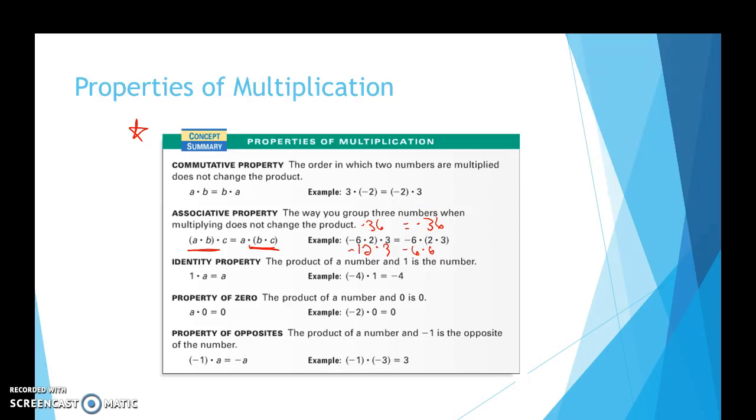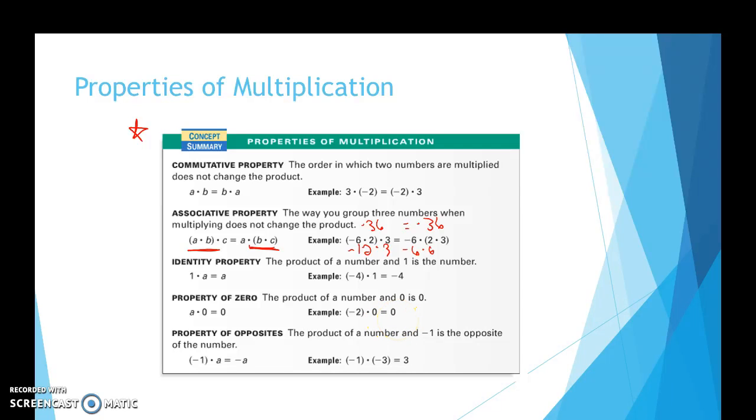Equals the same. The identity property means the product of a number and 1 is the number. So for instance, if we have 1 times A, that's going to give me A. If we have -4 times 1, my answer is just going to be -4. An integer multiplied by 1 just gives you the value of the integer for your answer. The property of 0 is when you multiply a number times 0, your answer is just going to be 0. So here, if we have -2 times 0, your answer is just going to be 0.